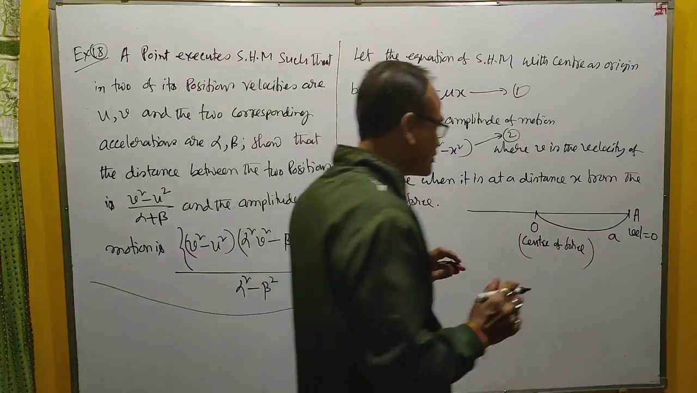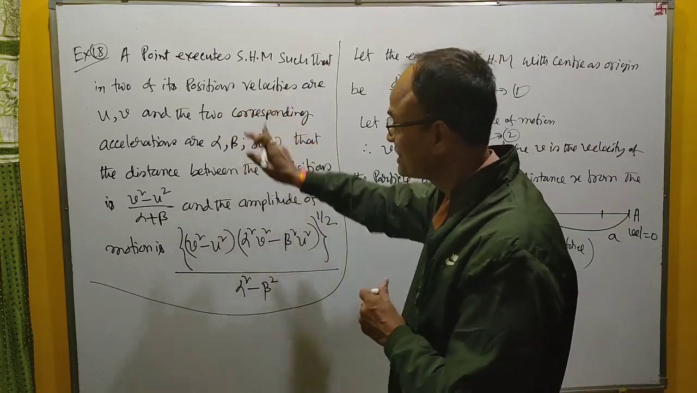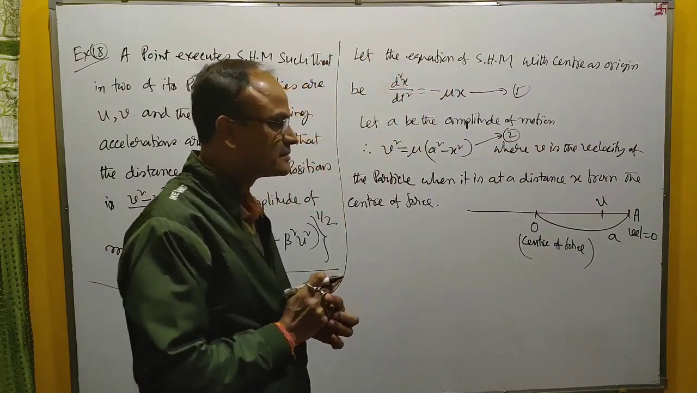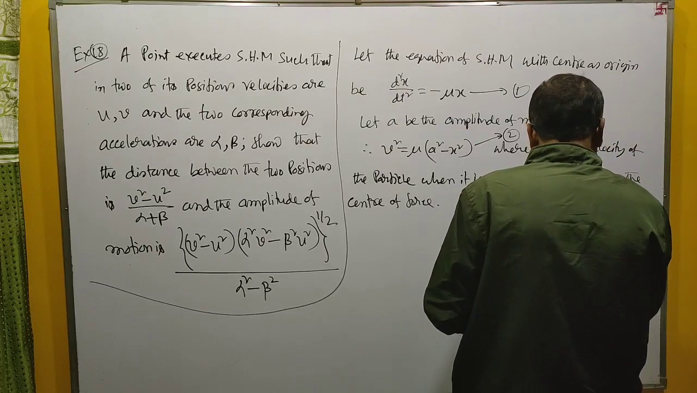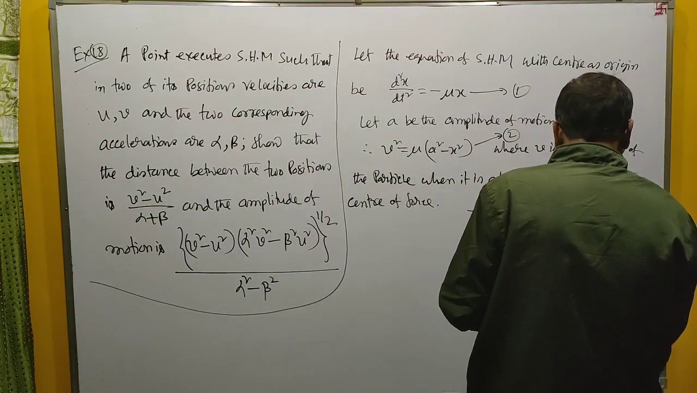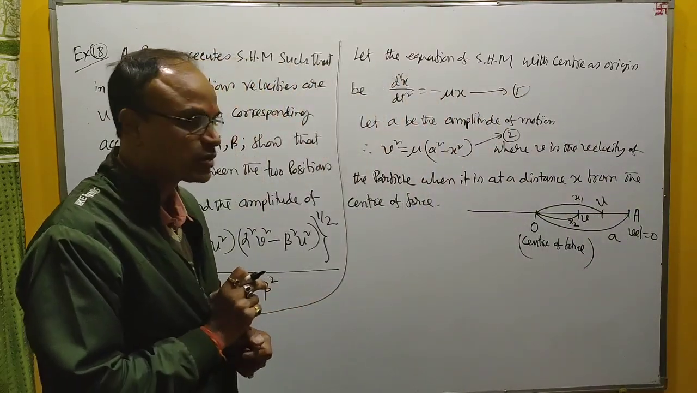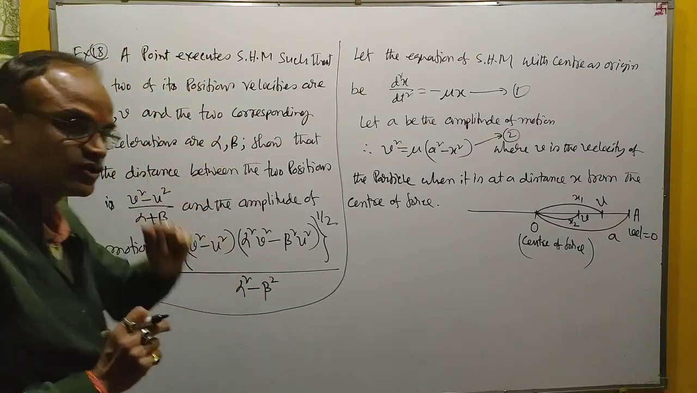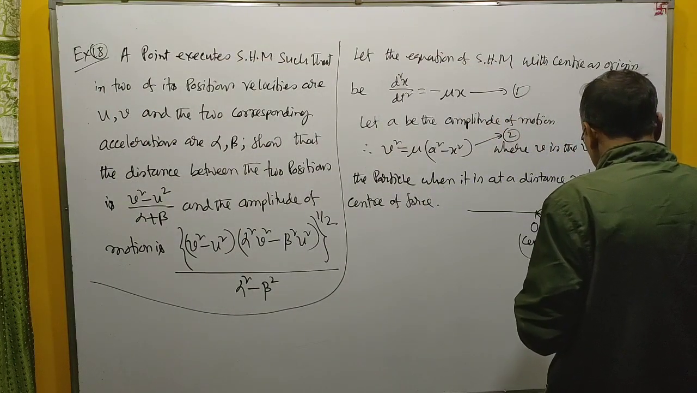In two positions, velocities are u and v. Suppose here velocity is u, and its distance from the center of force is x1. Also, its velocity is v, and its distance from the center of force is x2. And the two corresponding accelerations are alpha and beta. Here alpha and here beta.